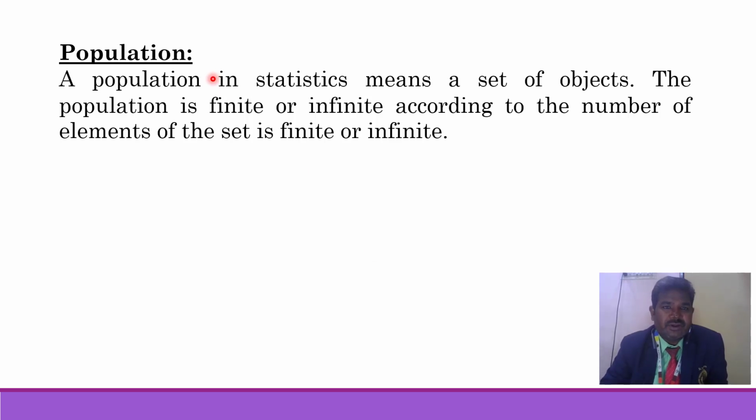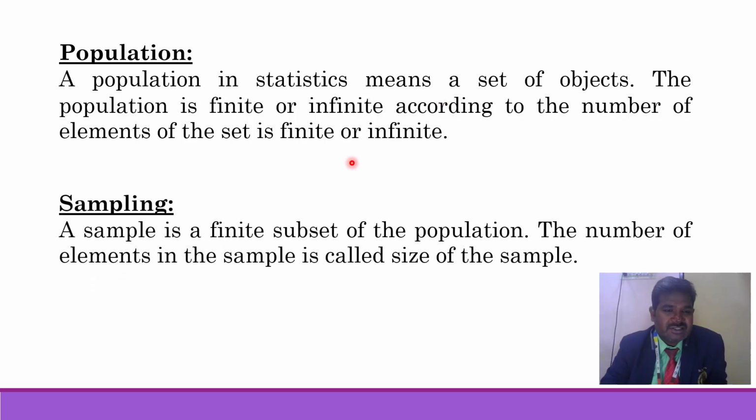A population in statistics means a set of objects. The population is finite or infinite according to the number of elements of the set is finite or infinite. Next we see sampling. A sample is a finite subset of the population. The number of elements in the sample is called the size of the sample.